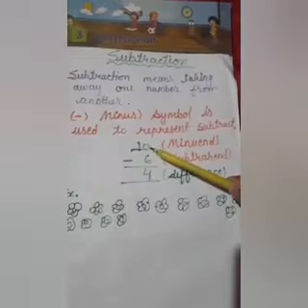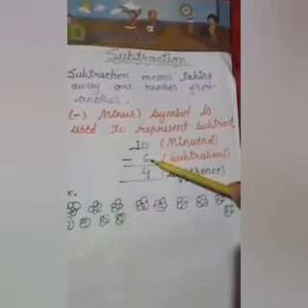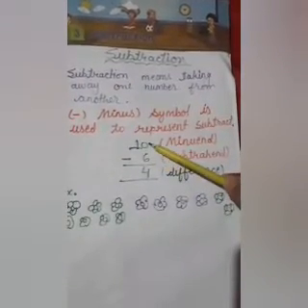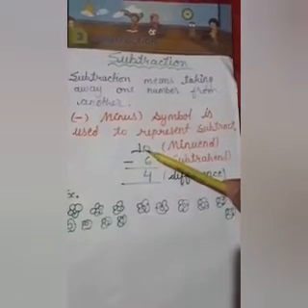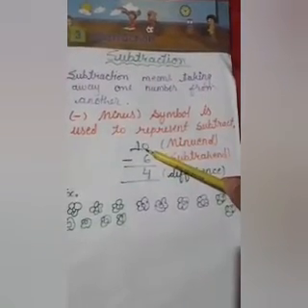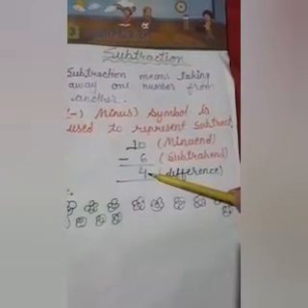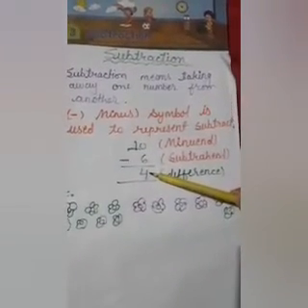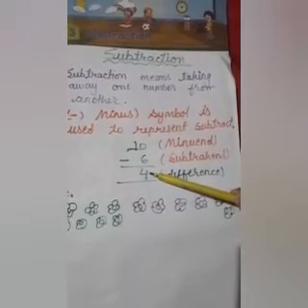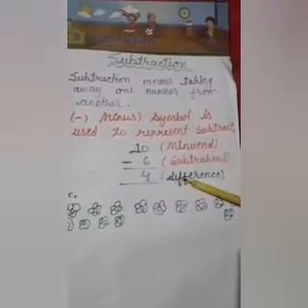When we subtract a smaller number from a bigger number, for example 10 minus 6, we get 4. So 4 is our answer after the subtraction, and this is called our difference.